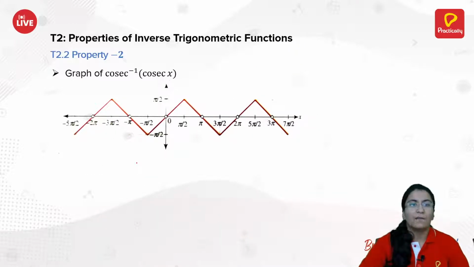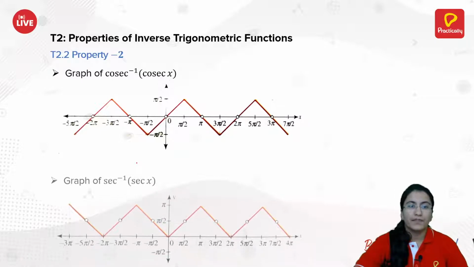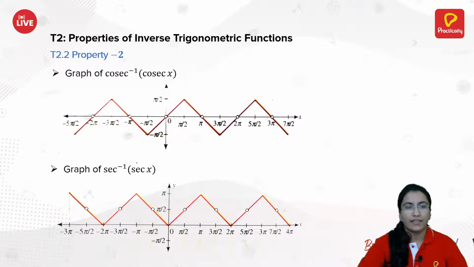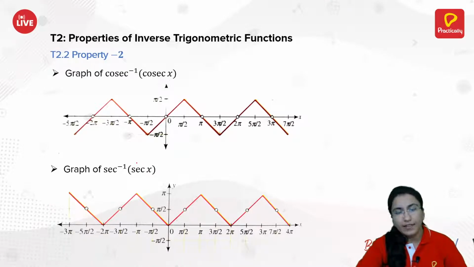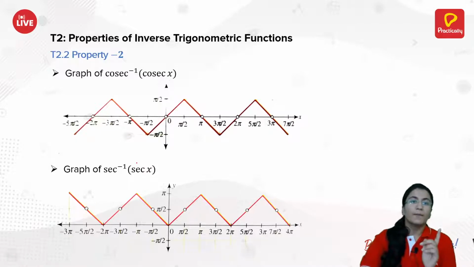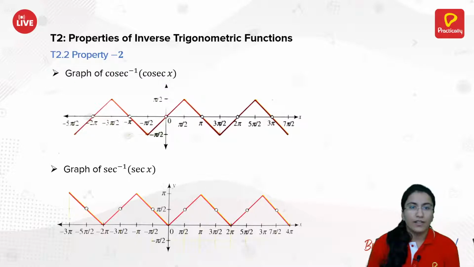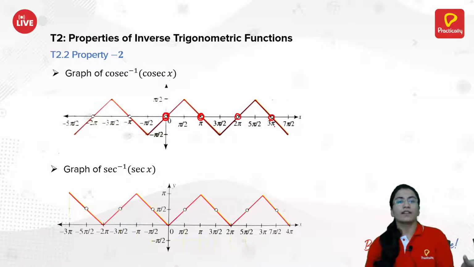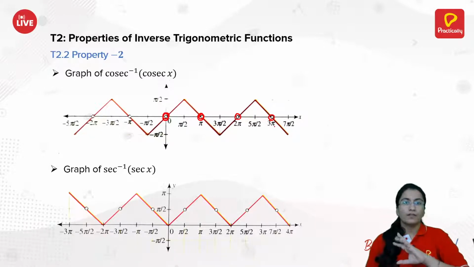Next, here's the graph of cosecant inverse of cosecant x, and we have the graph of secant inverse of secant x. So these are similar to sine inverse of sine x and cos inverse of cos x, but the values which are not there in the domain of this function must be excluded. That's it.